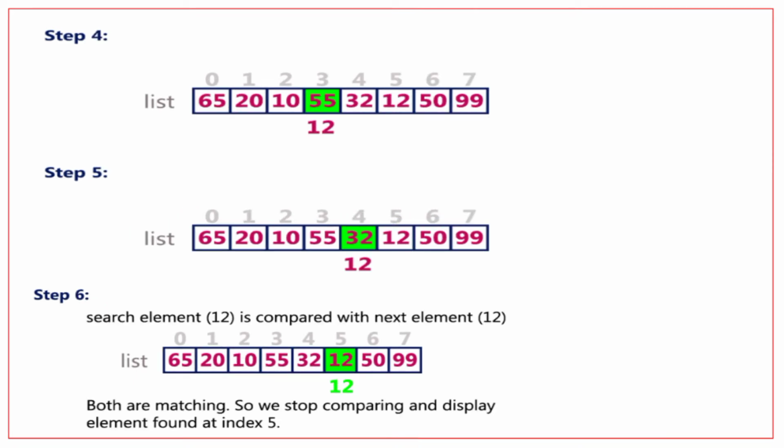Step 4, search element 12 is compared with the next element 55. Both are not matching, so move to the next element. Step 5, search element 12 is compared with next element 32. Both are not matching, so move to the next element. Step 6, search element 12 is compared with next element 12. Both are matching, so we stop comparing and display element found at index 5.